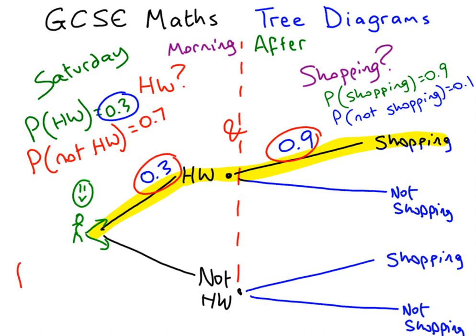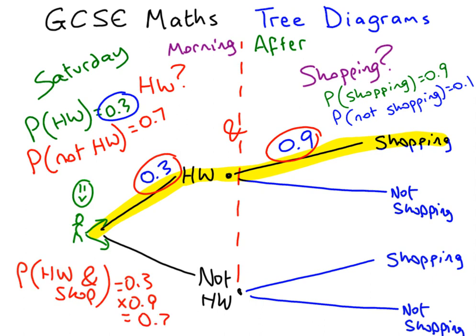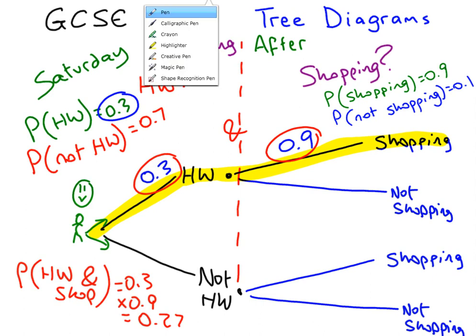Okay, so probability of homework and shop is going to be 0.3 times 0.9. Okay, which is going to give you 0.27 as a probability. So it's 0.27, 27% chance that you're going to be the guy or the girl that does the homework, then goes shopping. Okay, so let's look at one other option.